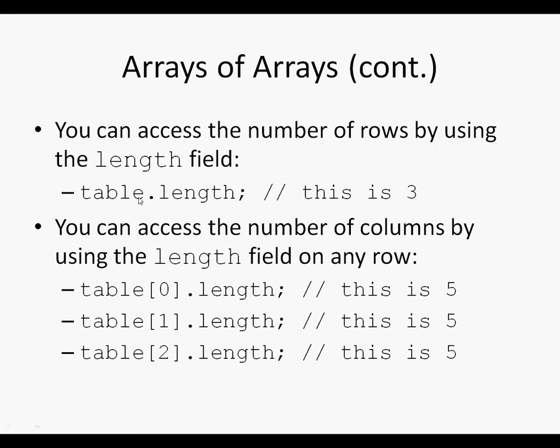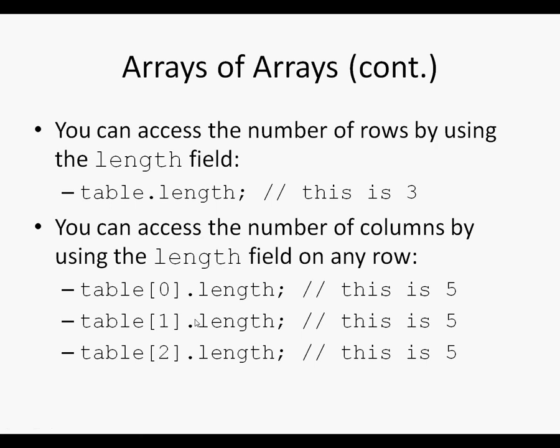You can always access the number of rows by the length field. So table.length is going to give you 3 in our example. It's going to give you the number of rows. And if you wanted to know how many columns are in any particular row, you can access that row by just using one index. So table at index 0 is going to be that whole 0 row. And if you want to know how many columns are in that row, you could say table[0].length, for example. table[1].length is going to tell you how many columns are in the first row.